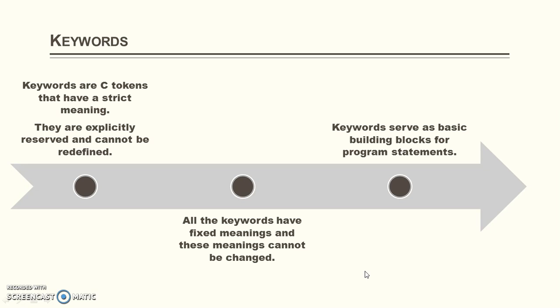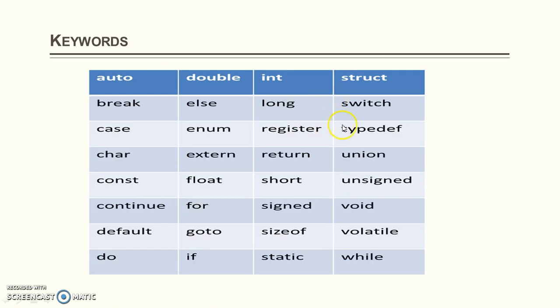First we will discuss the keyword. Keywords are C tokens that have a strict meaning. They are explicitly reserved and cannot be redefined. All the keywords have a fixed meaning and this meaning cannot be changed by the user. Keywords serve as the basic building blocks of program statements. These are the various keywords used in the C programming language: break, case, char, const, continue, default, do, while, else, enum, short, signed, void, while, etc. Each and every one we will discuss in our next tutorial.